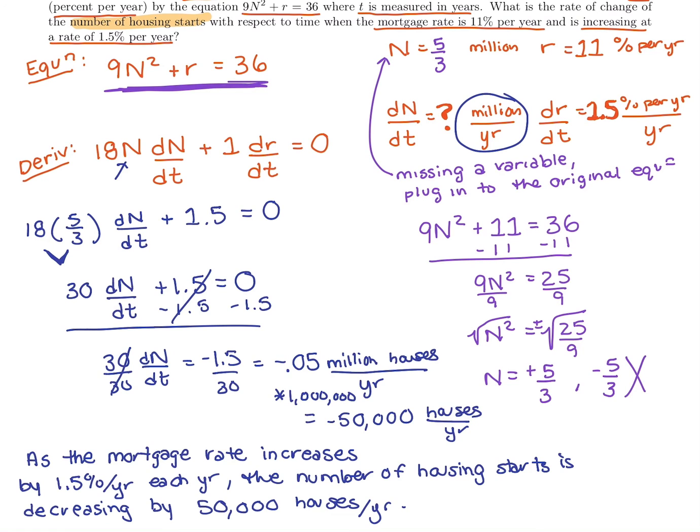I would be concerned if I got a positive answer. Maybe during some crazy, unprecedented times, you could have mortgage rates go up and people are still going crazy buying houses. But normally, mortgage rates go up, the number of people buying or building houses is going to go down as a result. I can't afford to build or buy anything at that point.